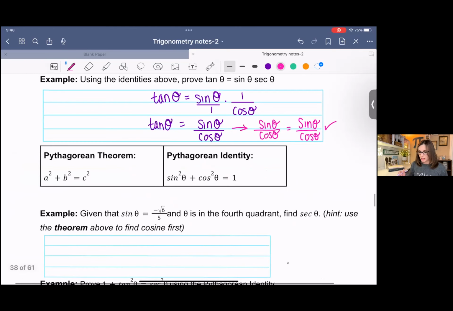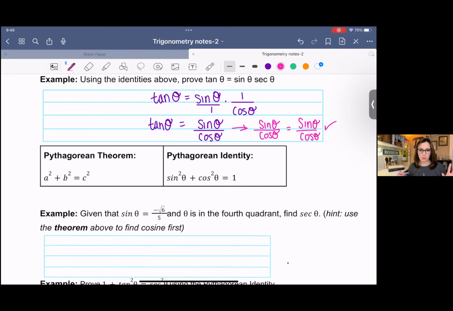We have 2 more identities here, or sorry, we have a theorem, the Pythagorean theorem, and then the Pythagorean identity. So the Pythagorean theorem, you're probably familiar with, a squared plus b squared equals c squared. And then we extended that to the Pythagorean identity, where sine squared theta plus cosine squared theta equals 1.